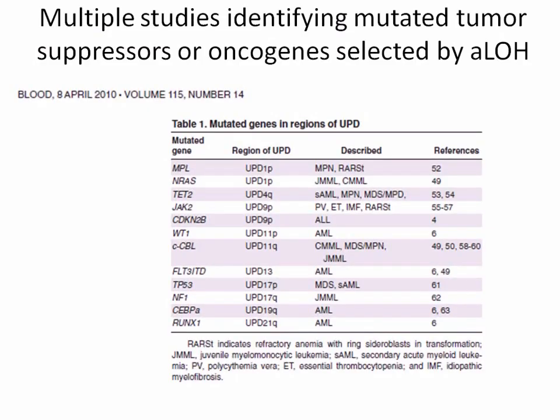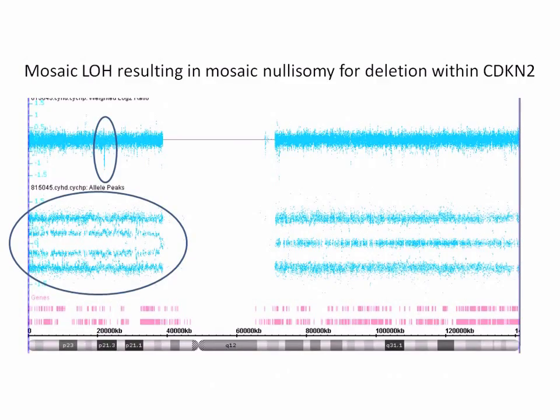And also that usually the loss of heterozygosity that's acquired is selecting some type of mutated gene. There's a growing number of papers that really outline what are the players that we're most worried about when we have acquired loss of heterozygosity of these regions for particular indications. And then here's just an example from ALL where we see mosaic loss of heterozygosity selecting a CDKN2 mutation deletion. So the deletion happens, and then loss of heterozygosity makes it biallelic.